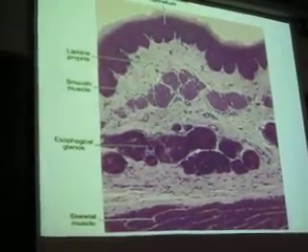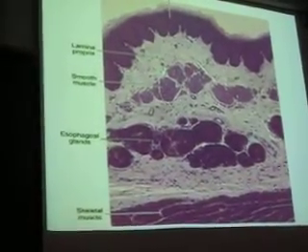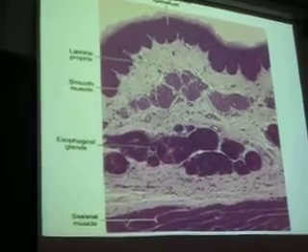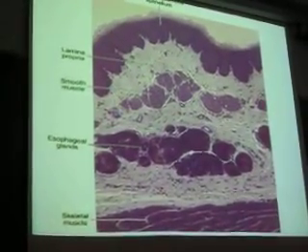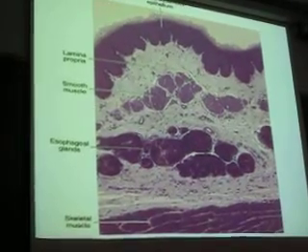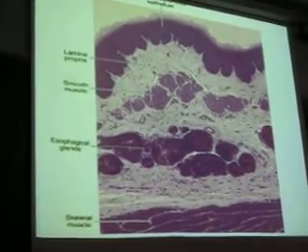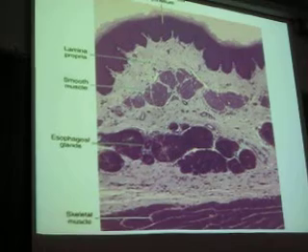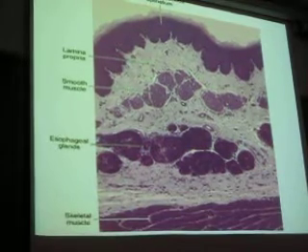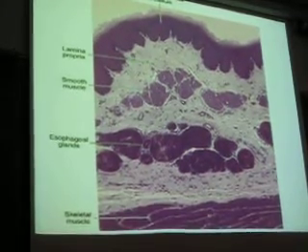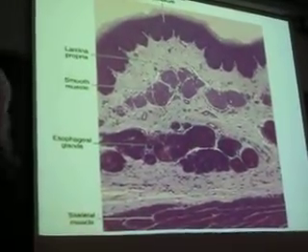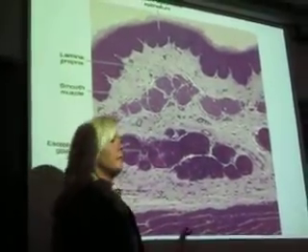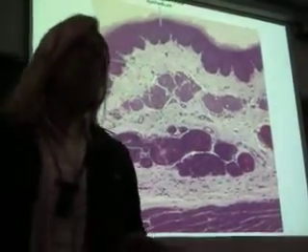Adventitia is not serous membrane. I'm waiting for you guys to tell me. What was the question? What's adventitia made of? Fibrous connective tissue, and you'll see a very thick layer of it. This particular slide, though, has missed that adventitia altogether.